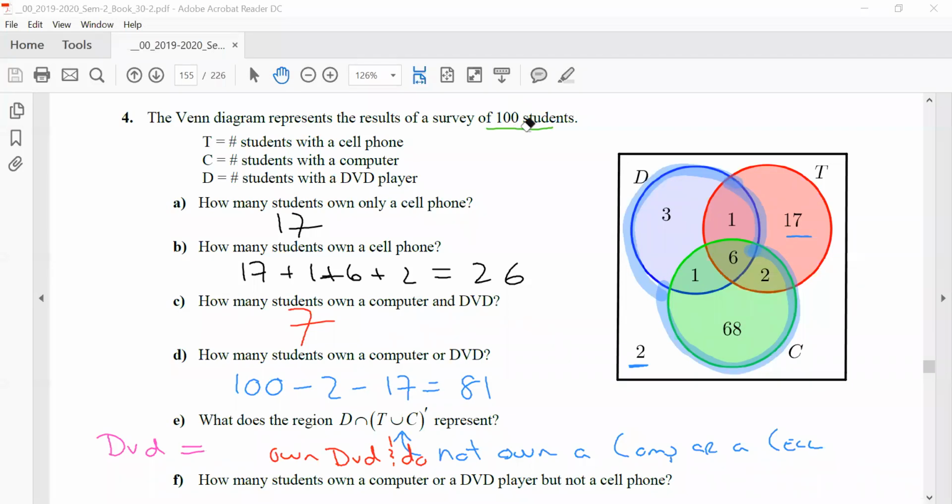So what am I really looking for here? DVD player only. Bang, 3.